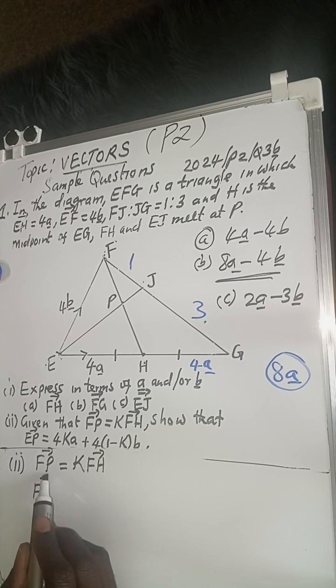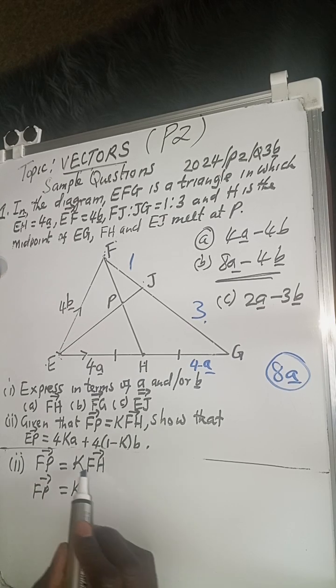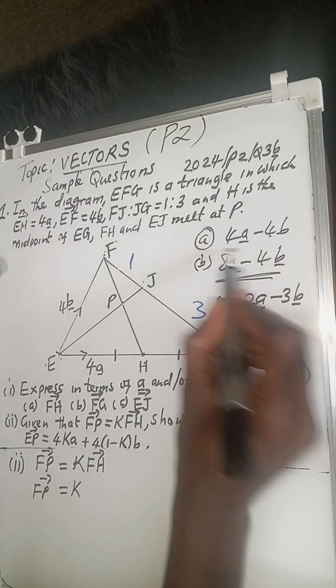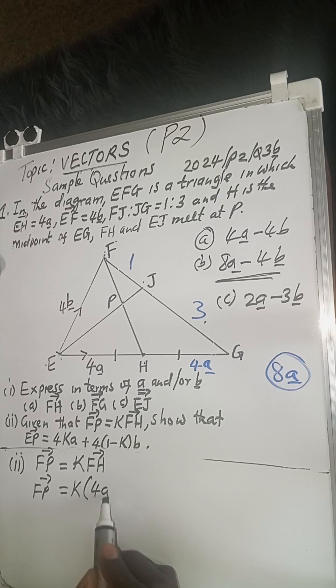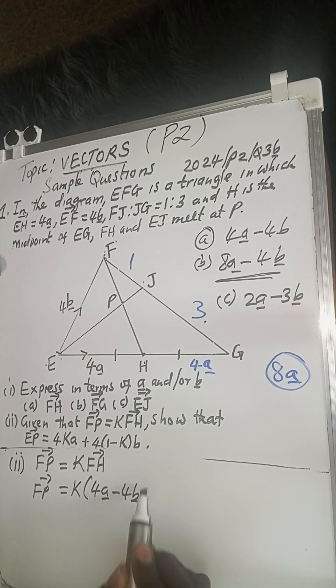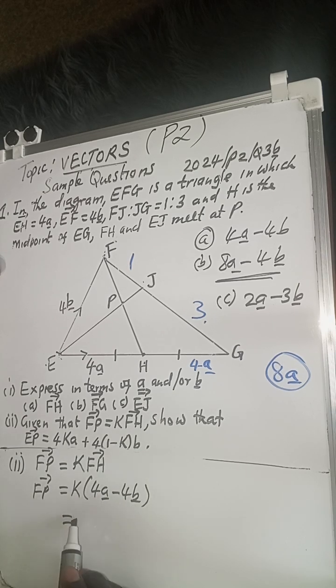So FP will be equal to K times FH. Remember, FH is the first one that we found there. So that is 4 vector A minus 4 vector B. So you can K times that to give you 4K vector A minus 4K vector B. Remember, the vector should always be at the end. K times that, the number starts, the constant, then the vector at the end. So that is FP that we have found.